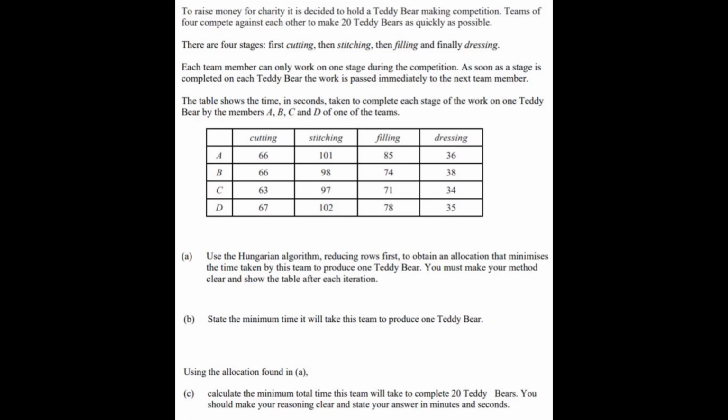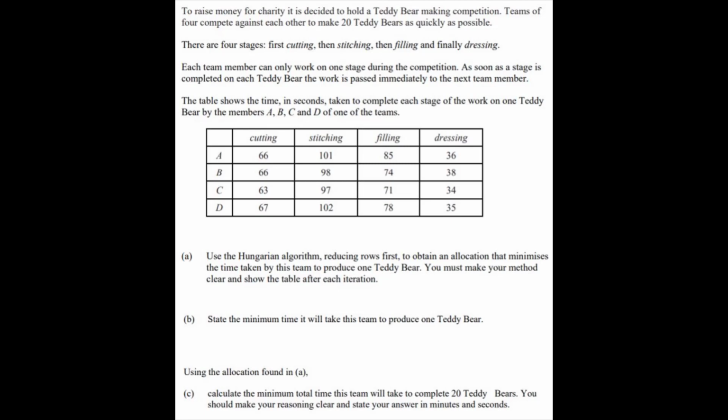So for example, person A takes 66 seconds to cut, 101 seconds to stitch, 85 seconds to fill and 36 seconds to dress. Now, person A in this case, we probably don't want them stitching. We can see that person B and C are probably the better choices there, but alas, that's fine. Maybe that will be the appropriate allocation when we get there. So we just really can't second guess this.